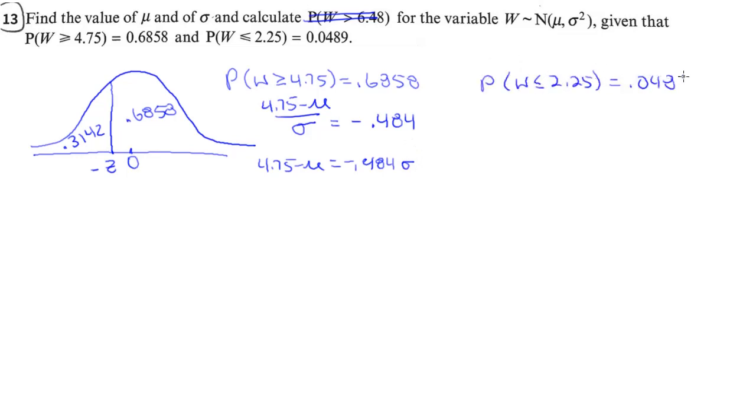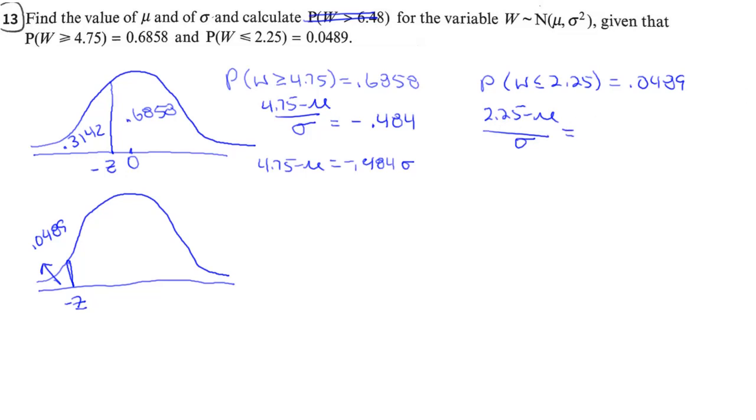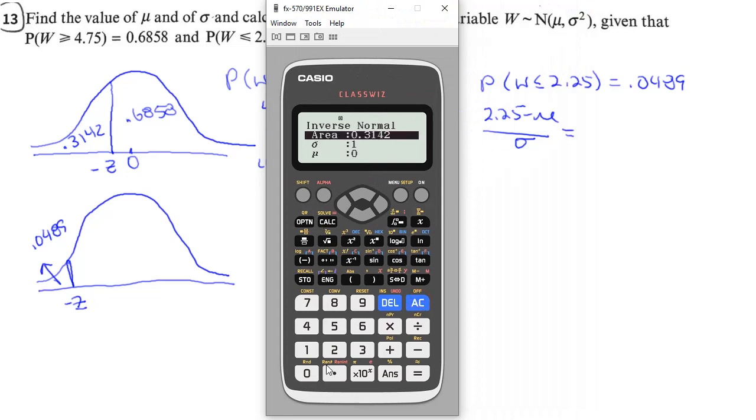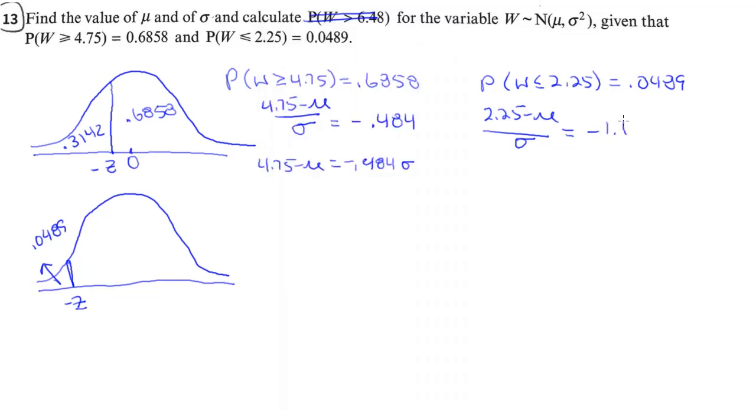Now I want to do a quick sketch because I want to make sure what my graph looks like. So here's my normal curve. I know that 0.04 of the data is below it, so that means it's obviously a negative z-score, and I already know what's below it, so when I do the inverse normal, that's going to give me the number. So now I'm going to take this 2.25 minus the mean over the standard deviation. I'm going to do the inverse normal here of 0.0489, and I'm going to find out that the z-score associated with that is negative 1.656. And then I write my equation.